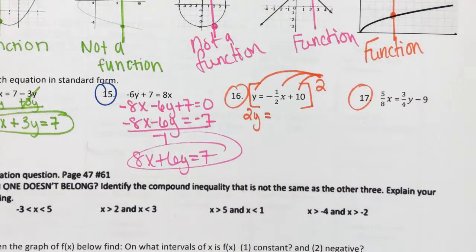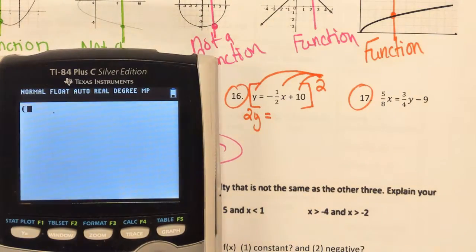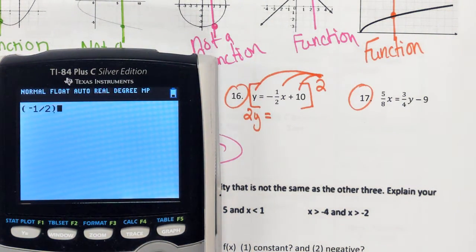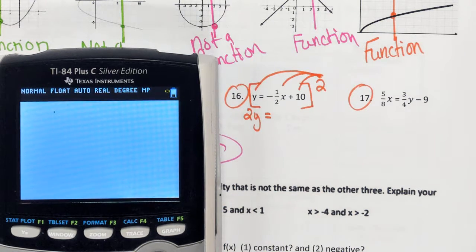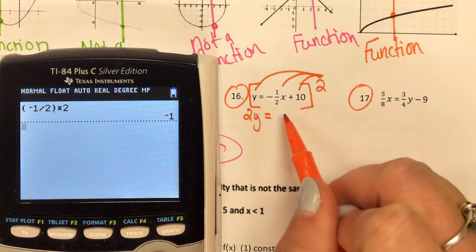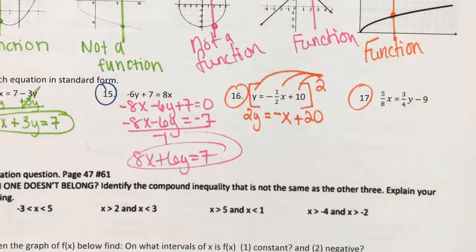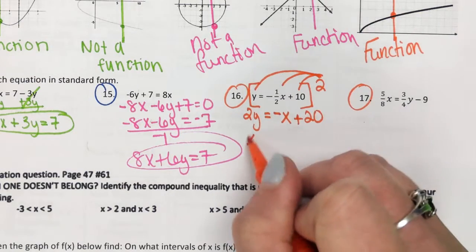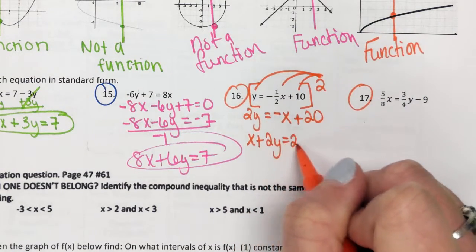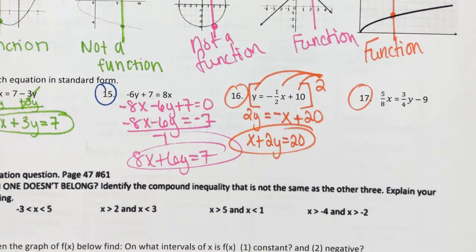All right, you got your calculator? Let's say that you don't remember how to multiply those. You do parentheses, negative 1 divided by 2, close parentheses, times 2. How much did you get? Negative 1x. And then 10 times 2 is 20. All right, move the x over. There you go. Bring it back some memories.